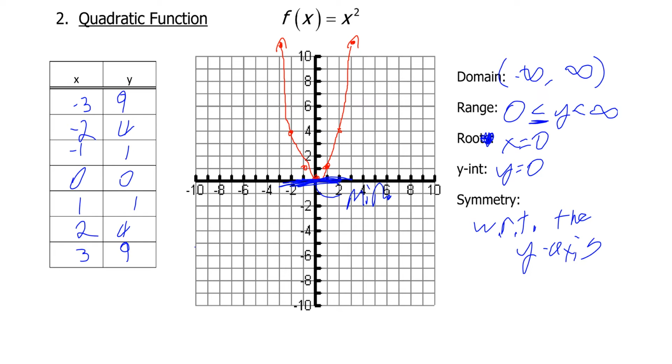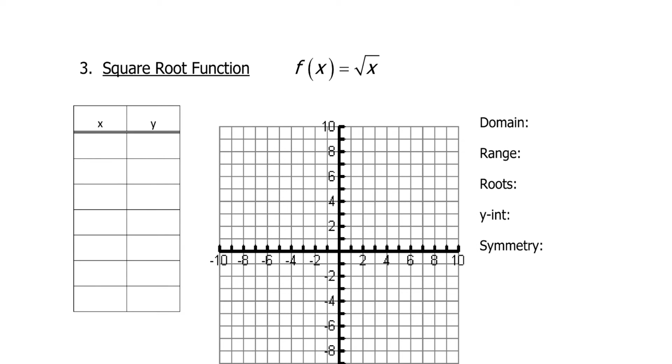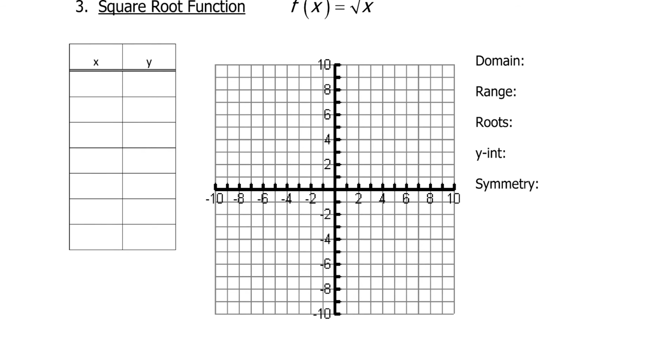So now we're going to go on to the next thing. Okay, let's see. On number 3, we got the square root function. And if y'all remember correctly, the square root function basically is half of the inverse of the quadratic. Okay? Now this one's going to start at the origin again, and that's going to be 1, 1, 4, 2, and 9, 3.